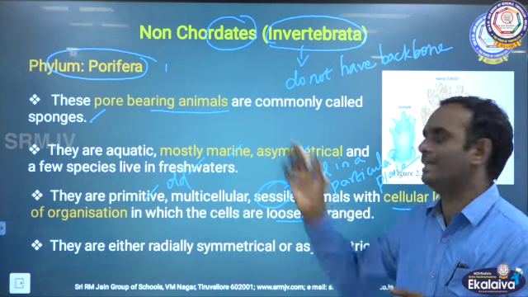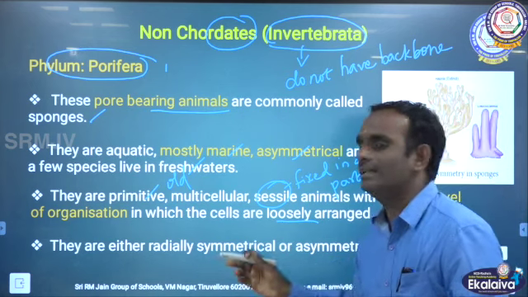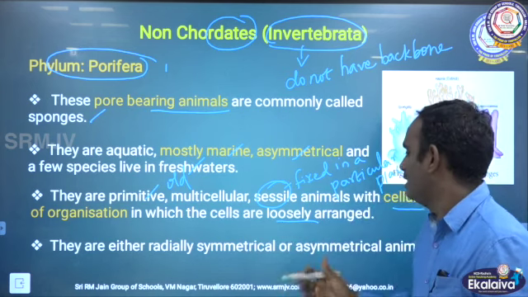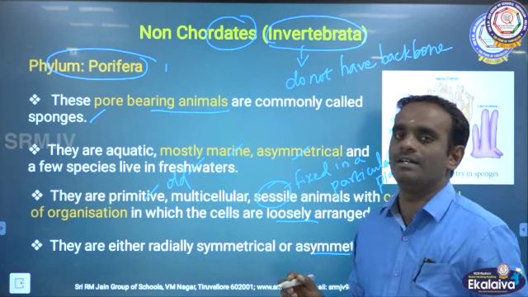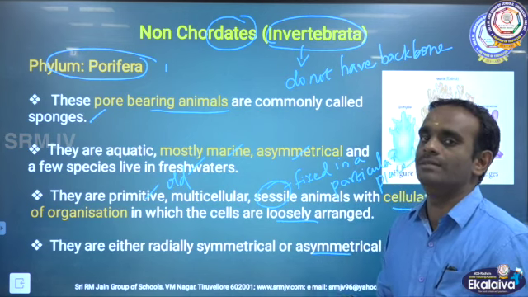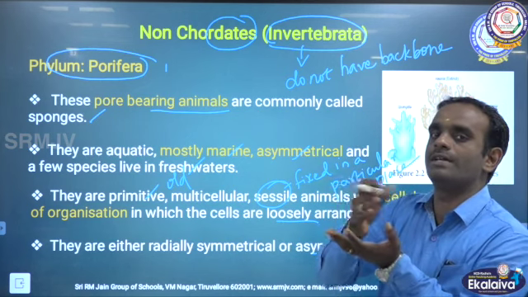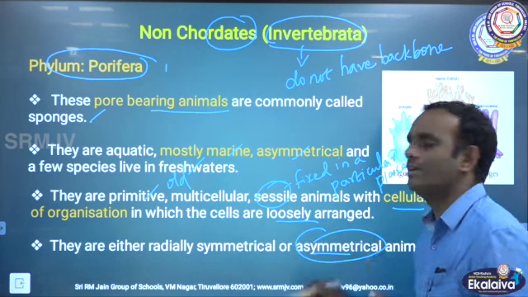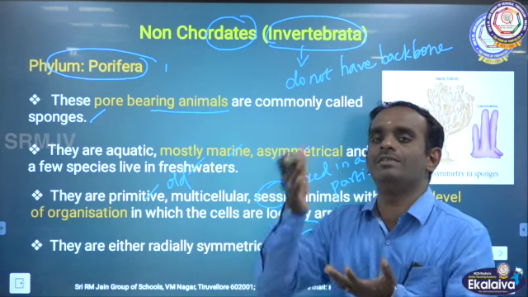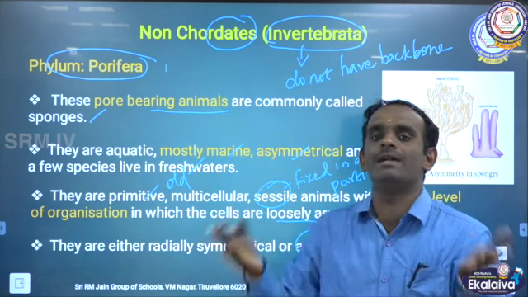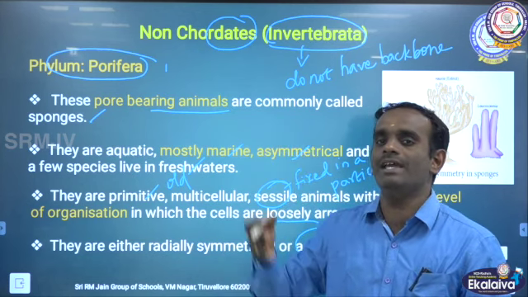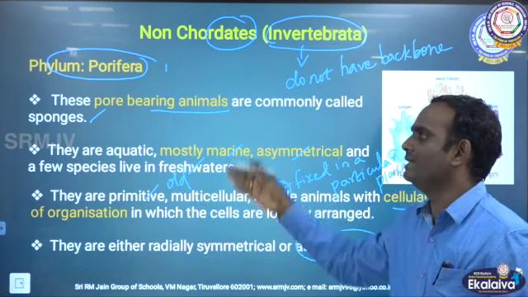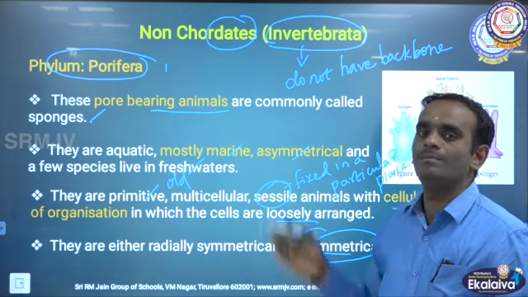They are loosely arranged. They are either radially symmetrical or asymmetrical. Radially symmetrical means it gives two parts. Mostly the sponges are asymmetrical. We cannot divide the organism into two identical parts. So, it is said to be asymmetrical. So, these are the main characteristic features of Phylum Porifera.